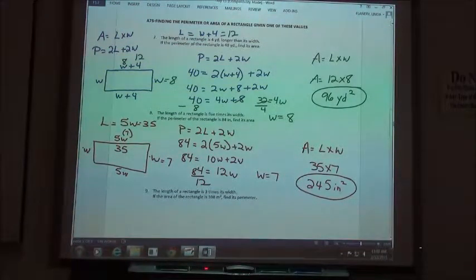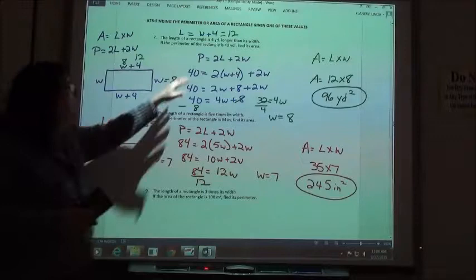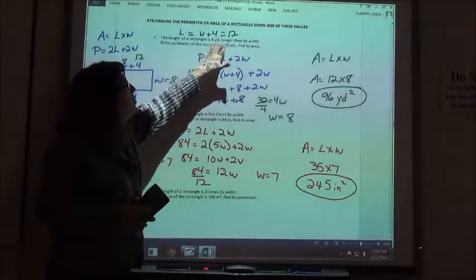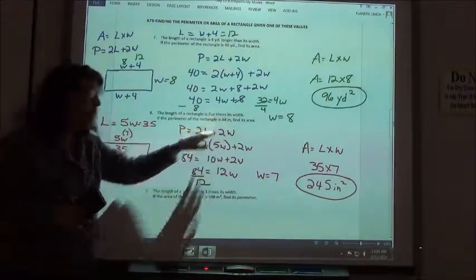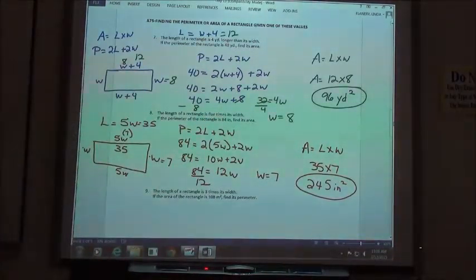So on these two that start out with perimeter, sometimes you're going to have adding because it's longer, and sometimes you'll have multiplying because it's times, and so watch and pay attention for which one you're doing there.